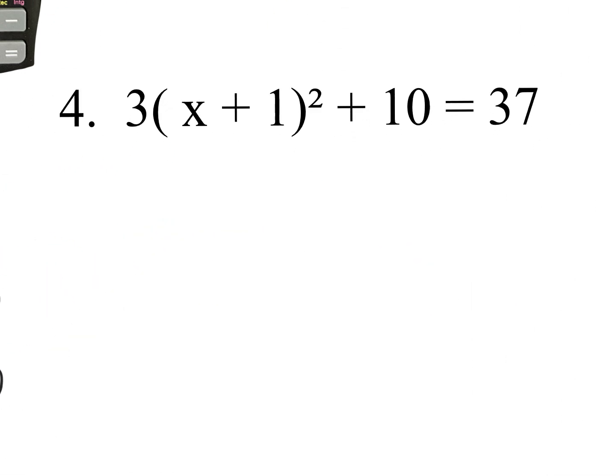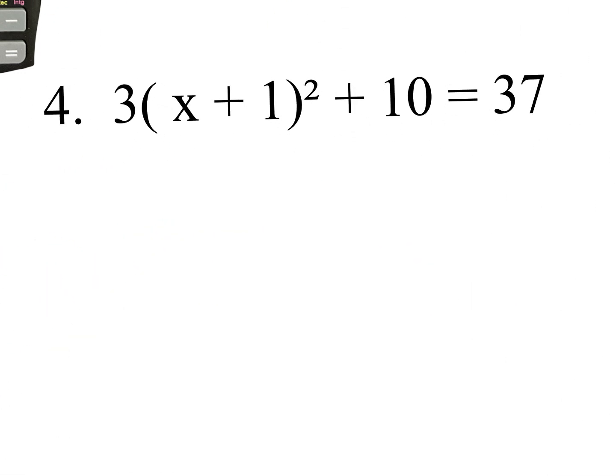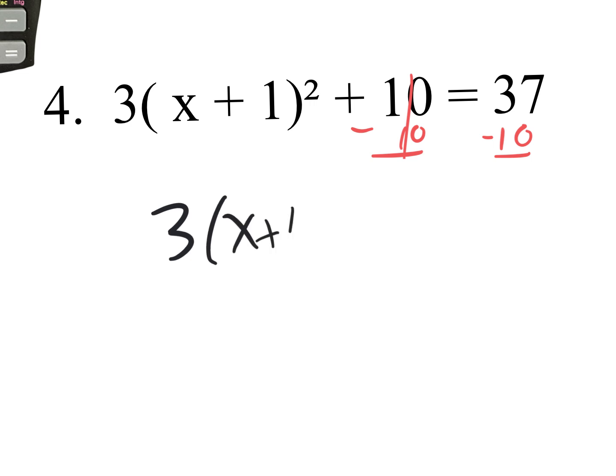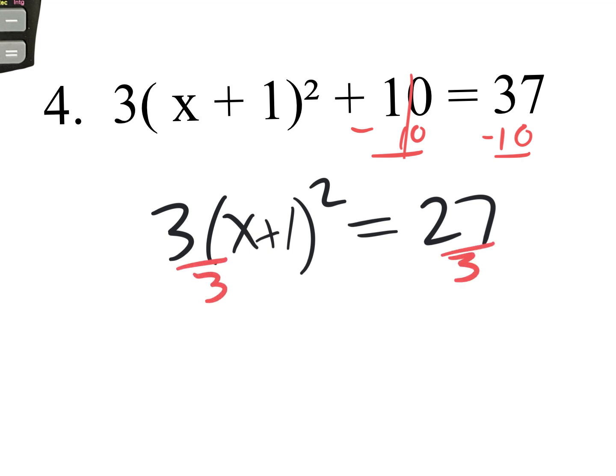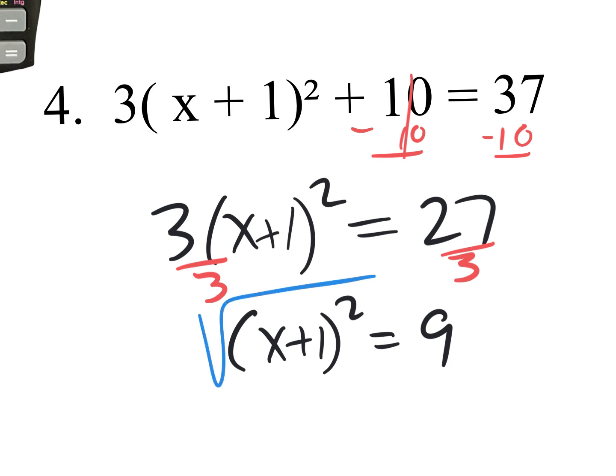Number 4, what do I do to get rid of everything except for x? Subtract 10. Subtract 10. I have 3 parentheses x plus 1 squared equals 27. What do I do next? You divide by 3. Divide by 3. You now have x plus 1 squared equals 9. And then what? Square root. What you do to one side, do to the other.